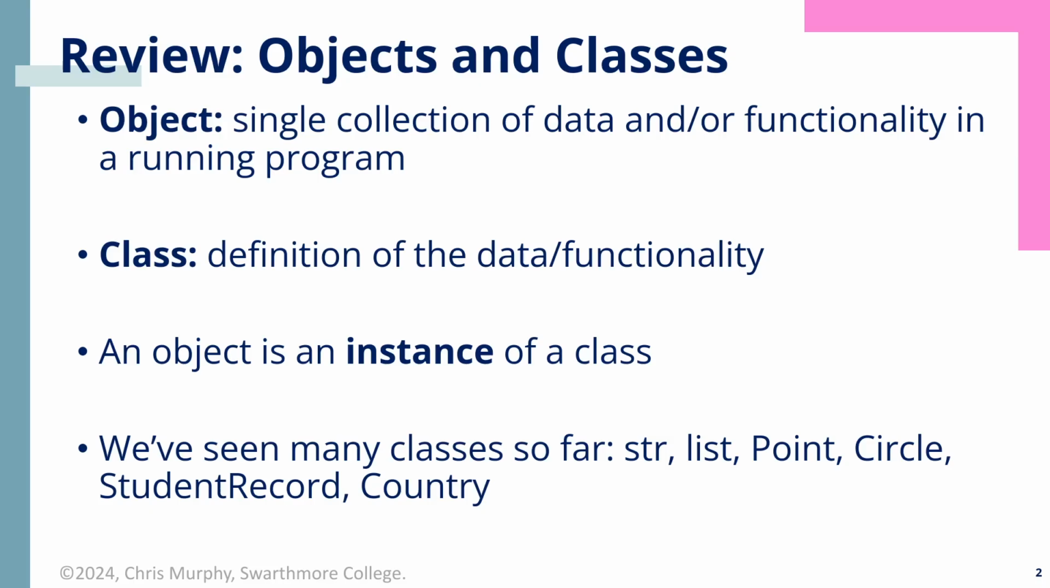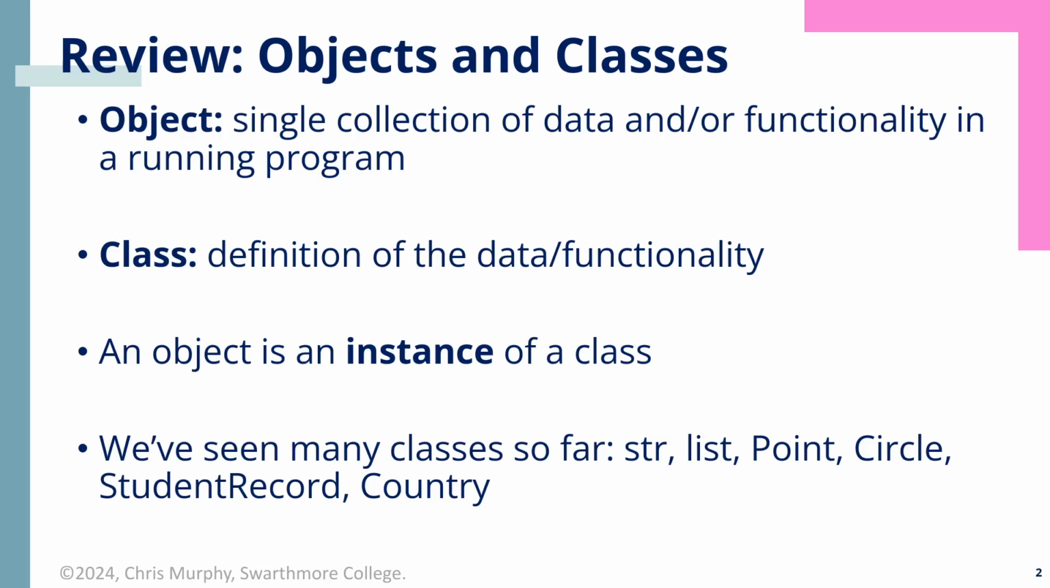The last major topic of the class is about revisiting objects and classes. I have two slides on this. Recall from earlier in the class, an object is a collection of data and functionality in a running program, and the class is the code that defines it. An object is an instance of it. We saw string and list without realizing they were classes, and started to see point and circle with graphics.